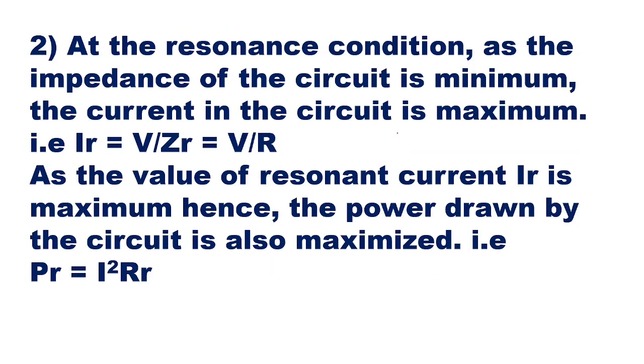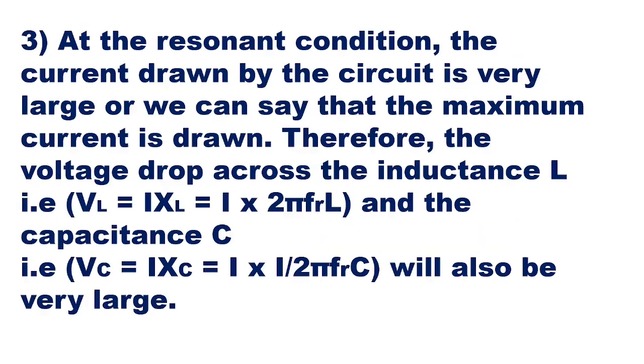So the second point says that at resonance condition, as the impedance of the circuit is minimum, the current in the circuit is maximum. That is, the current flowing, IR, will be maximum. It is nothing but V upon the impedance, which is nothing but V upon the resistance. As the value of resonant current IR is maximum, hence the power drawn by the circuit also is maximum. So P is equal to I squared R will be maximum at the resonant frequency. Then we'll see the third point. At the resonant condition, the current drawn by the circuit is very large, or we can say that the maximum current is drawn.